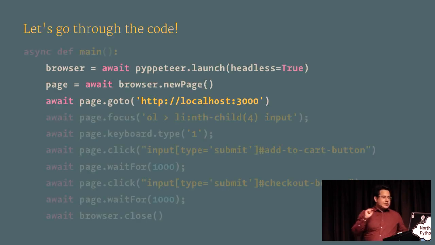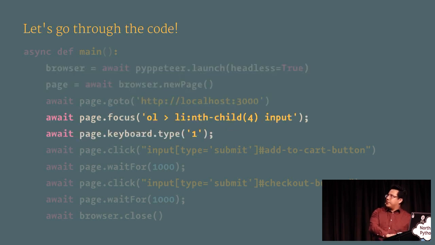Let's go through our code. Puppeteer gets you a browser object, and the browser gets you a new page, and then you use the page to go to the page that you want to scrape. And those are the first 3 lines. You can see this is very simple code, because it's a very simple app.